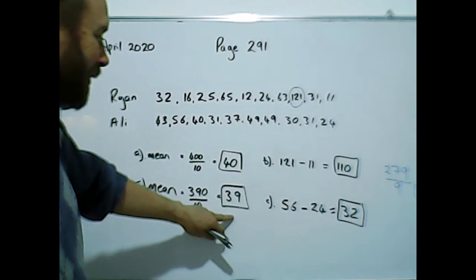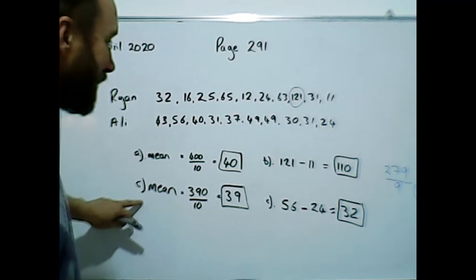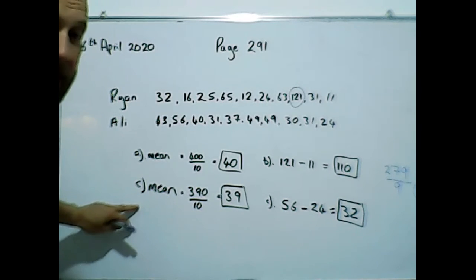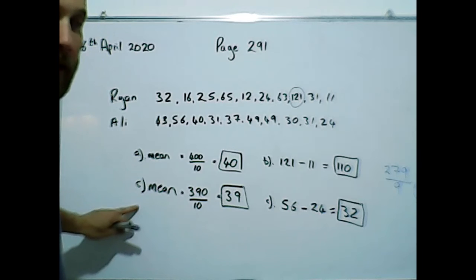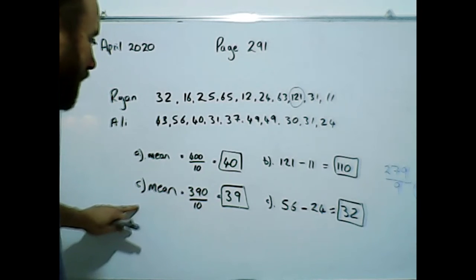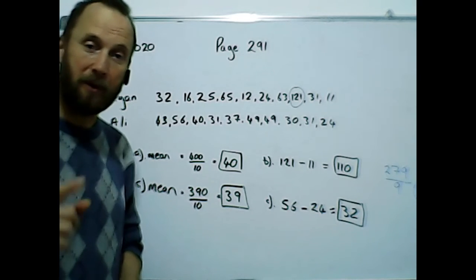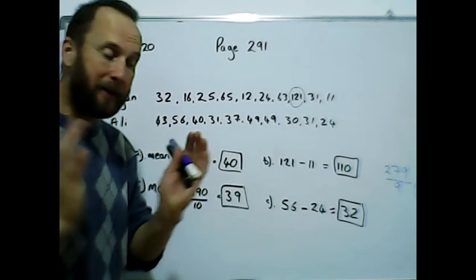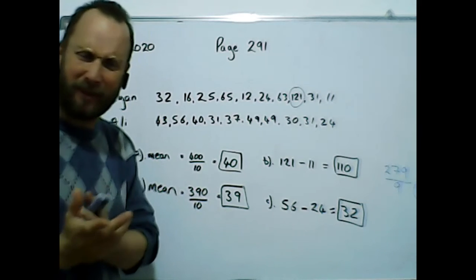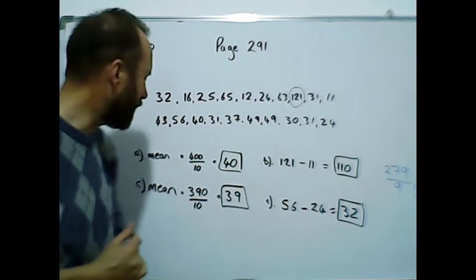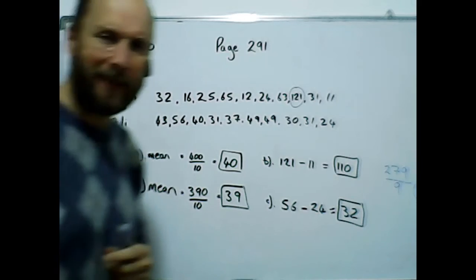Yeah? So, in a sense, Ali might be the more consistent. He's the one that gets the more scores most often. But anyway, it's an interesting one to think about. Let's see what you think, okay? Give me some answers. What do you think? Who would you choose? Ryan or Ali?